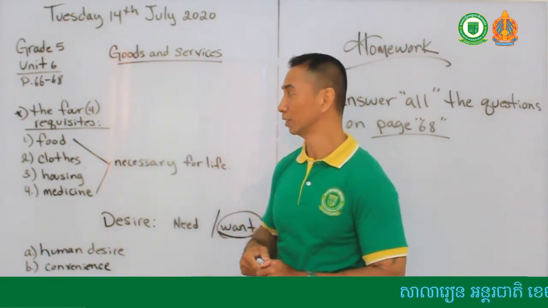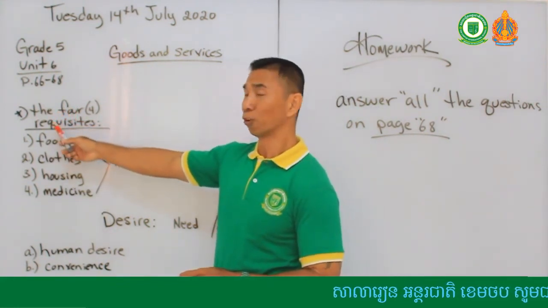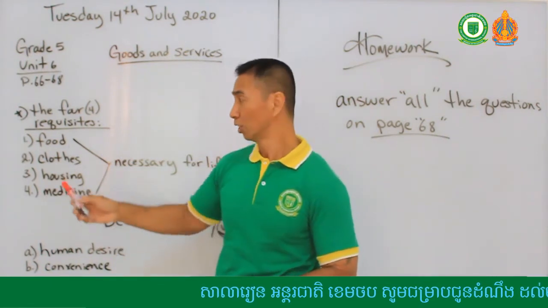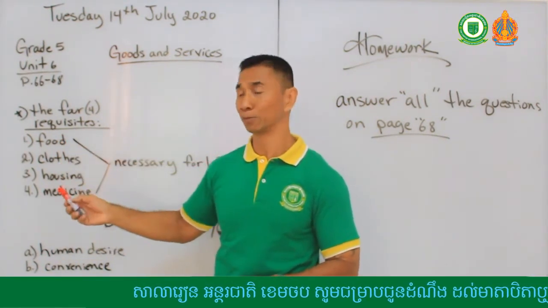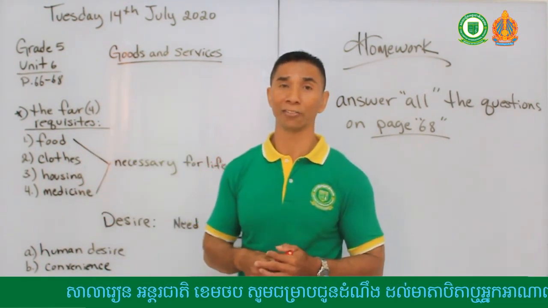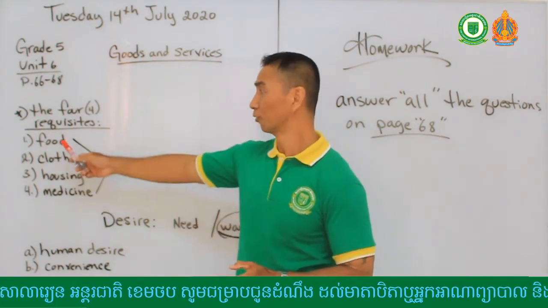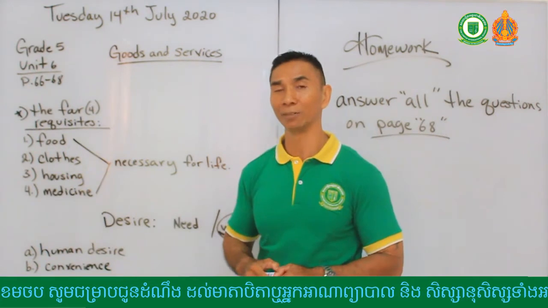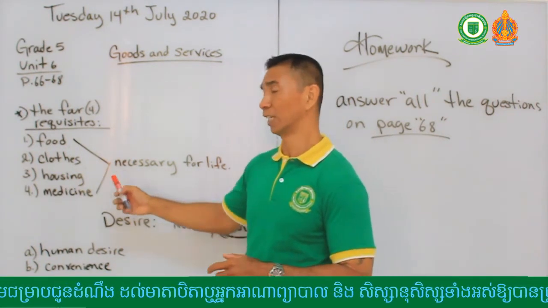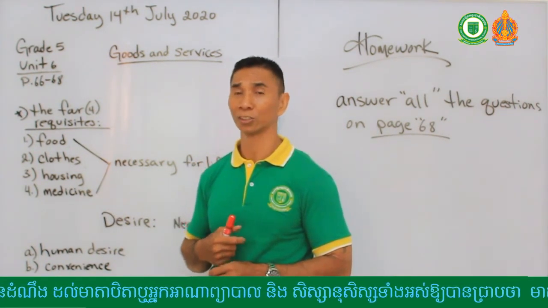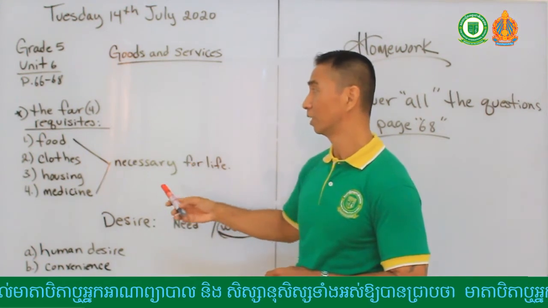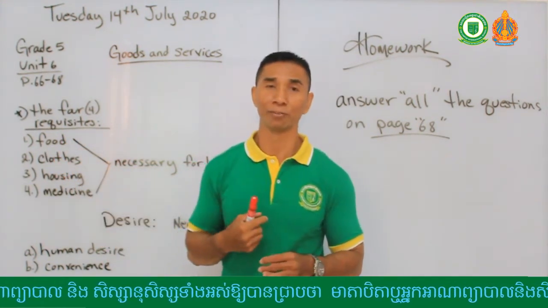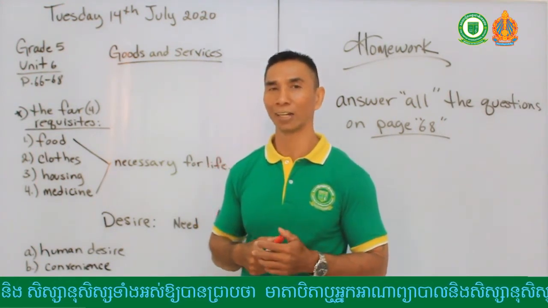We continue it. Last week we learned about the 4 requisites which are necessary for life, meaning that we need these 4 things in order to survive in life, right? Like we need clothes, we need food, we need housing, and we need medicines, right? These are the necessary things we need for life. So it's not a desire, it is a need. If we don't have food, clothing, or medicine, we might be in great danger, right?